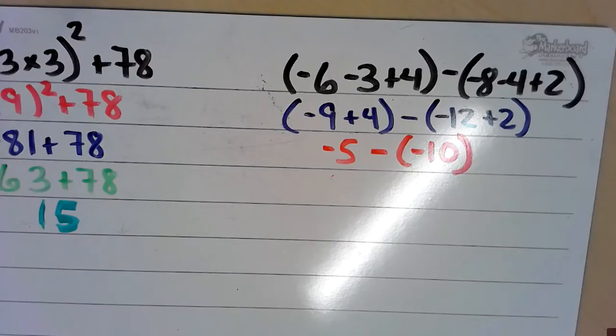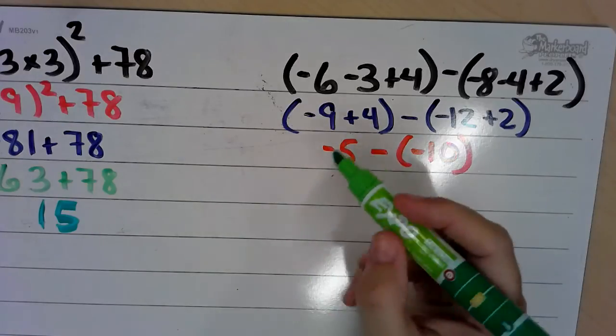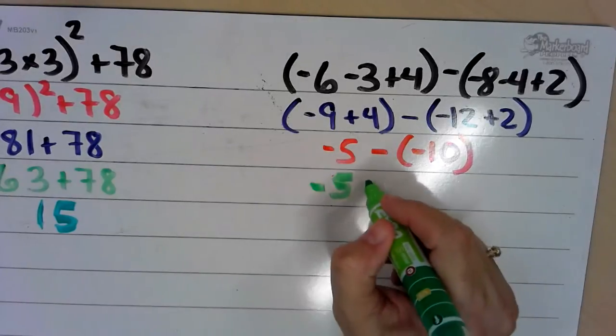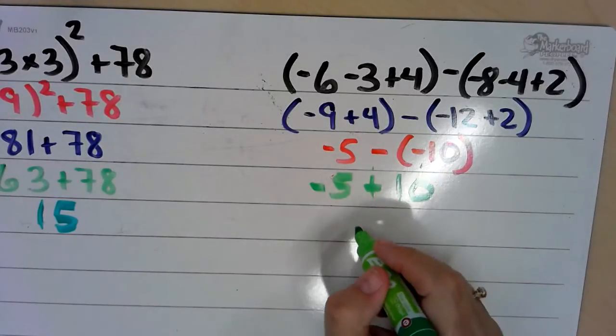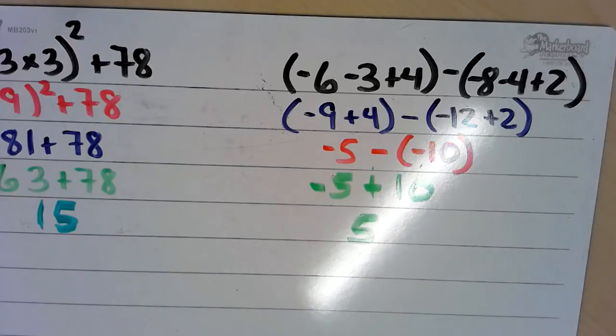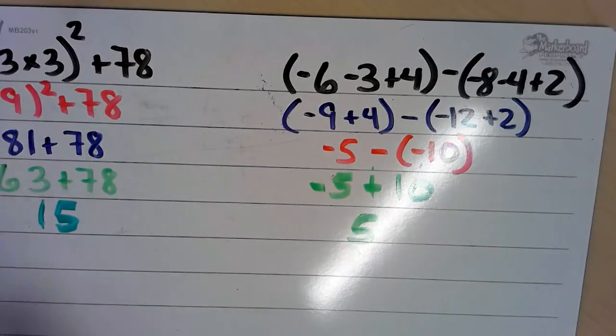Now, you've got to be careful here, right? You can't just do negative 5 and negative 10. That doesn't fall that way, does it? So it becomes plus negative. So I become negative 5 plus positive 10, okay, because I changed the sign and added a line, which is positive 5. All right, that's it for this video.